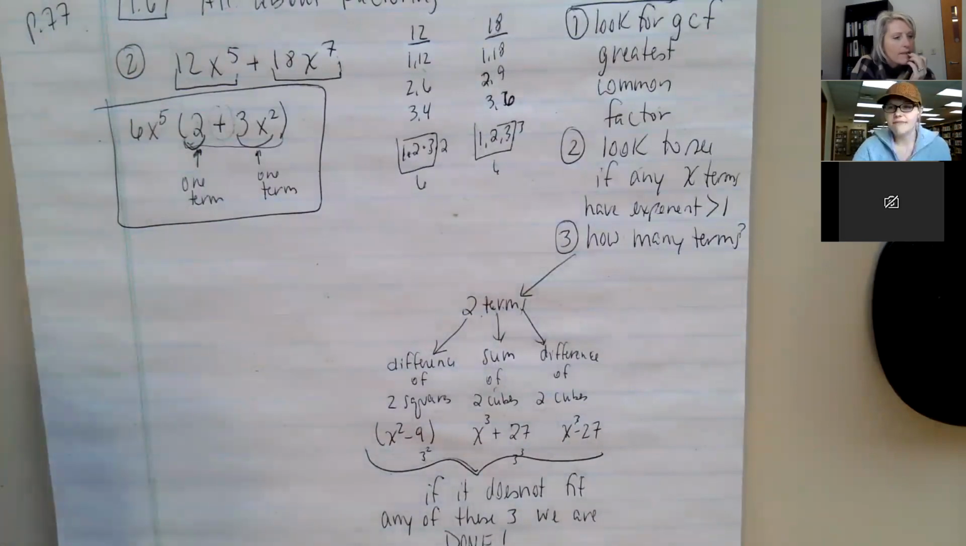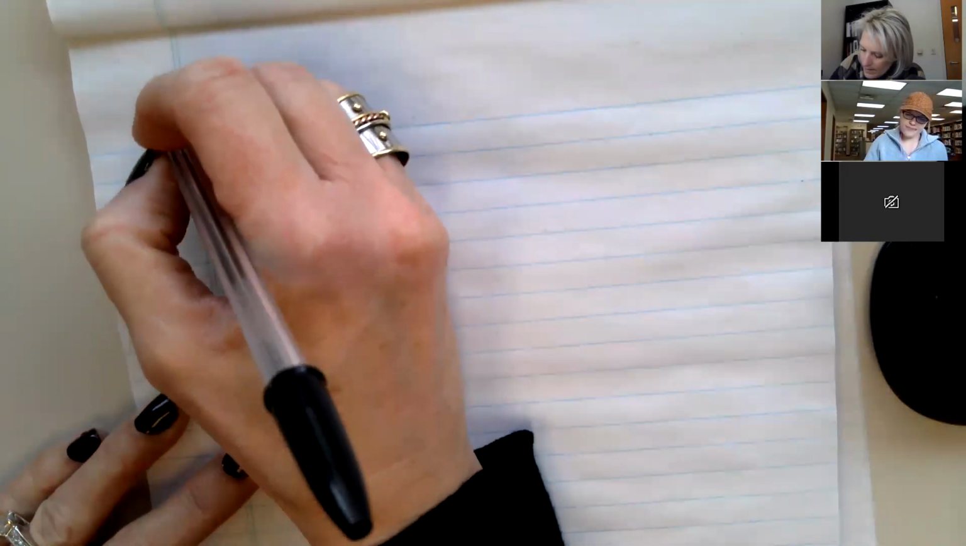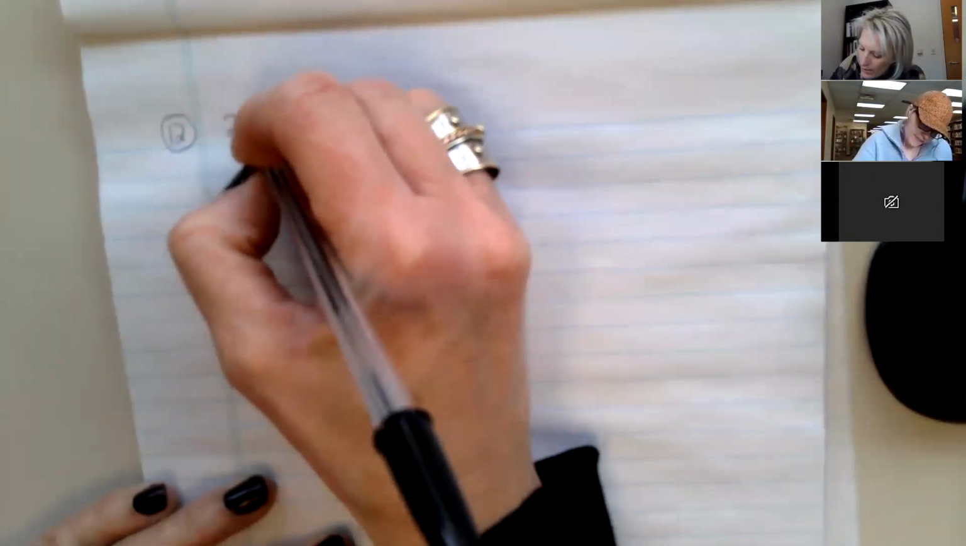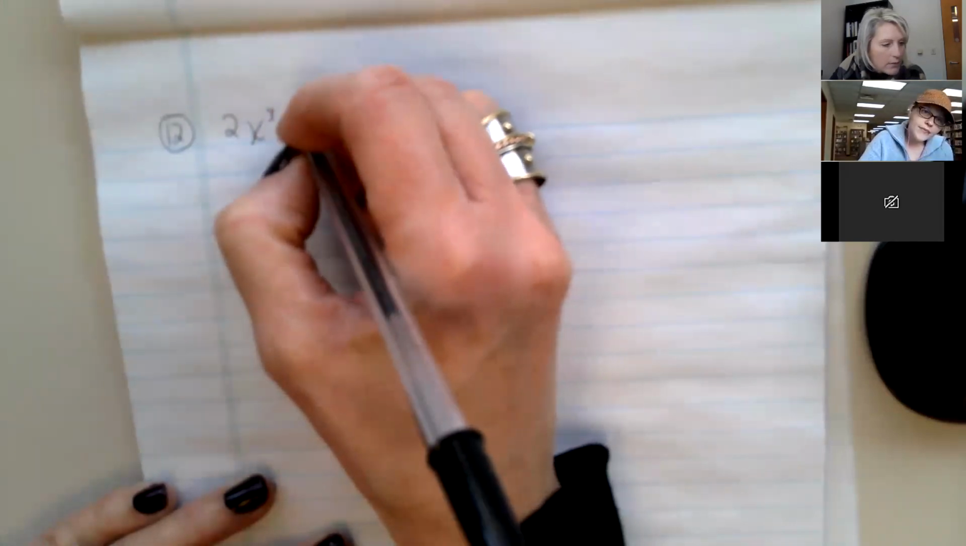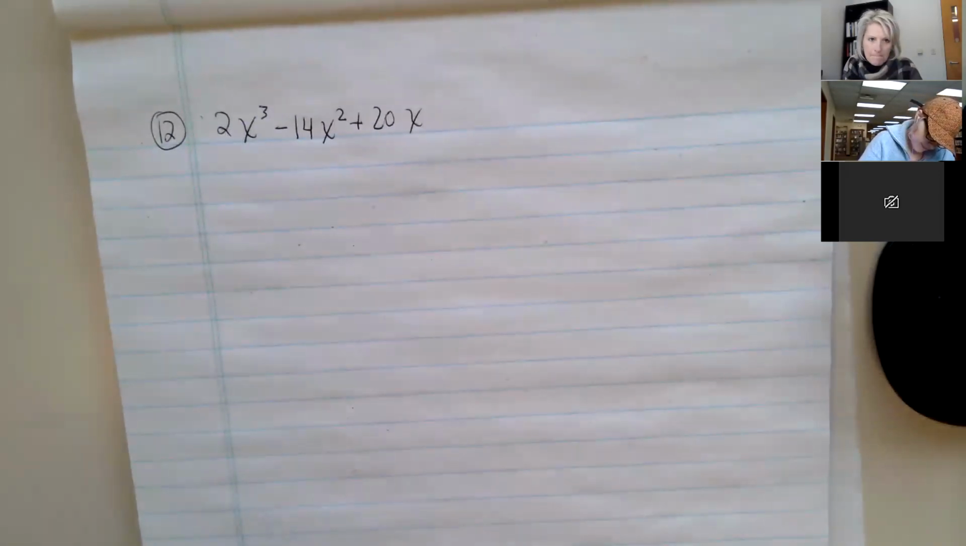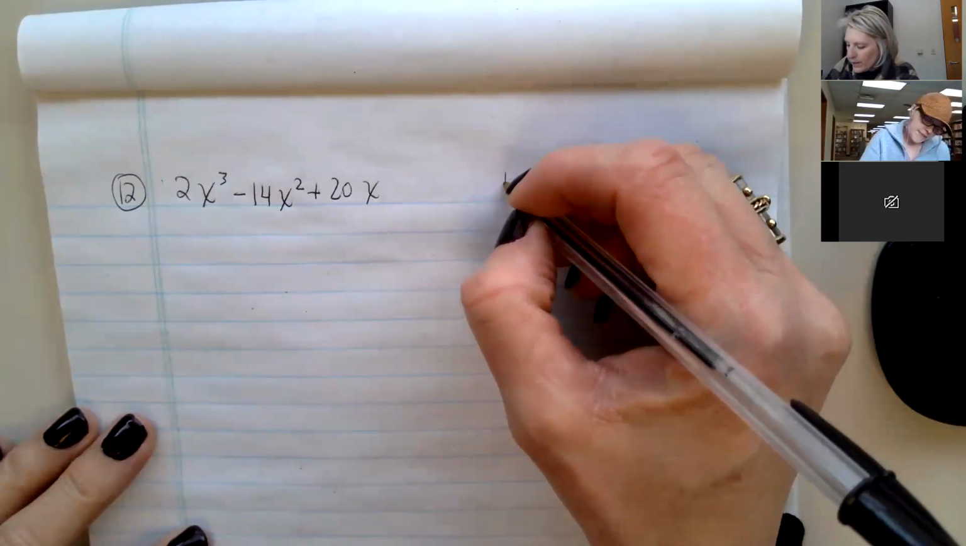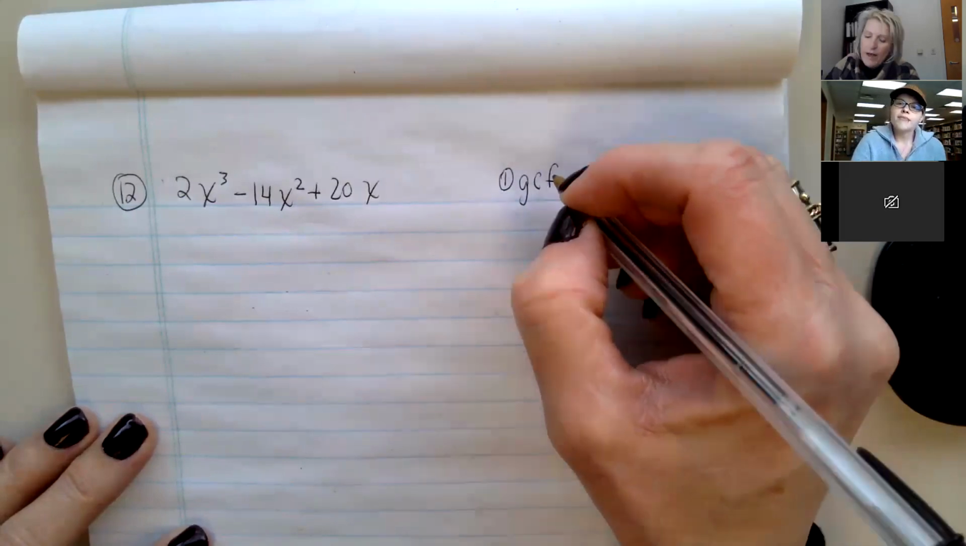So let's do another one. Let's look at number 12. Number 12 says 2x cubed minus 14x squared plus 20x. Okay, so the first thing, I'm going to find the greatest common factor.